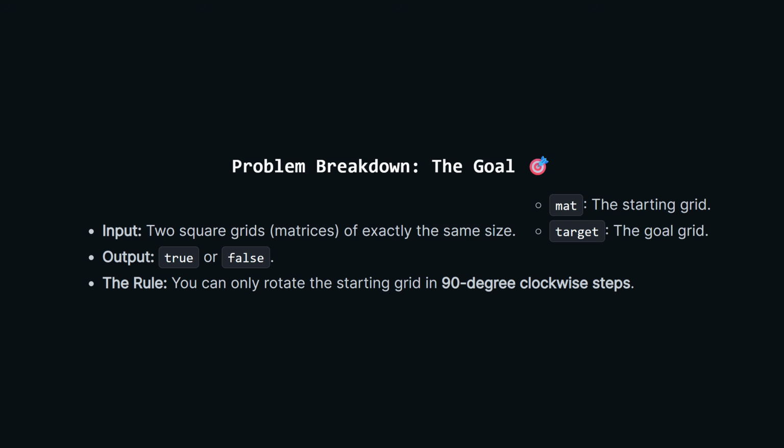So, breaking it down simply, we have a starting state and a desired end state. We are only allowed one specific move, rotating the entire grid clockwise by exactly 90 degrees. We want to know if some combination of these rotations will get us to the finish line.